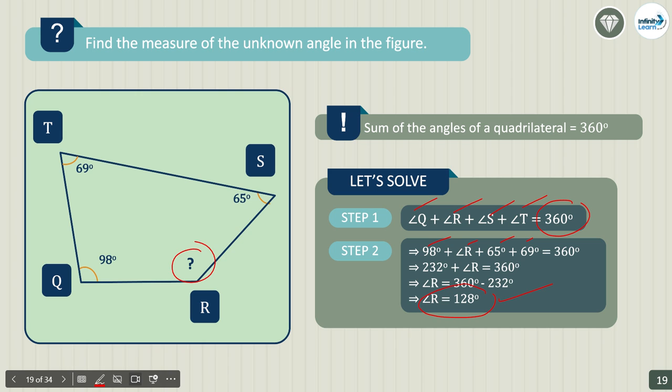Clear? Anybody is having any doubt? Say yes or no. It is clear to each and everyone. By applying the angle sum property of a quadrilateral, we can find out the value of angle R.